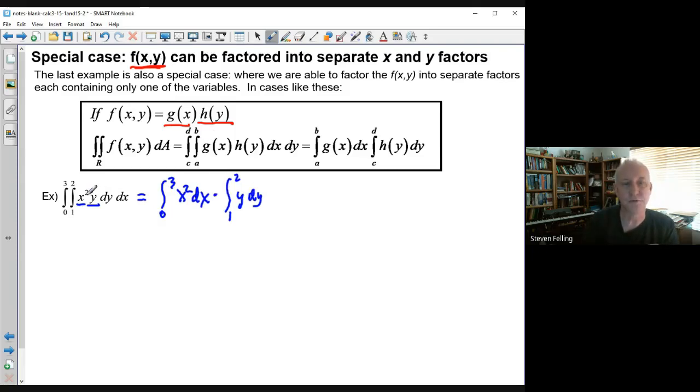So if you can take your integrand and separate it into 2 factors that are multiplied, each containing only one of the variables, then you can do each of the variables' integrals separately. In fact, this would turn out to be 1/3 x cubed evaluated from 0 to 3.